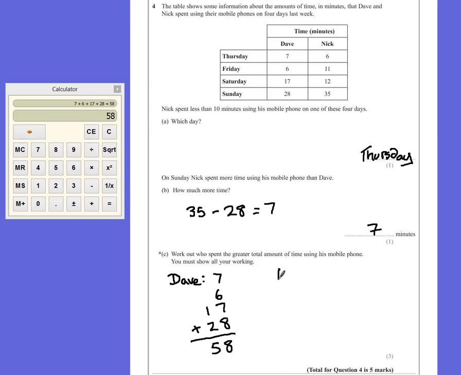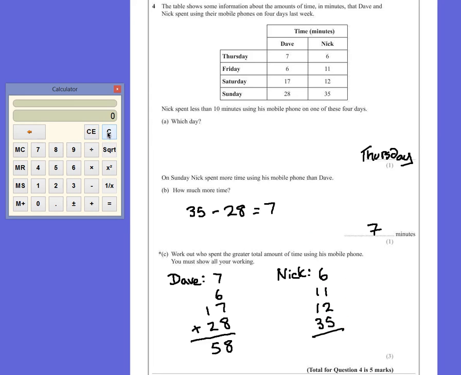So how about Nick? Nick's times were 6, 11, 12, and 35. So if we add all their values together, 6, add 11, add 12, add 35, we find that Nick spent 64 minutes on his phone, so therefore Nick spent longer.